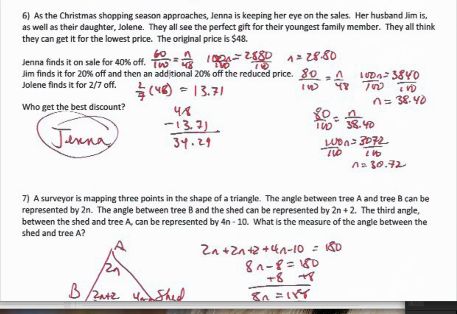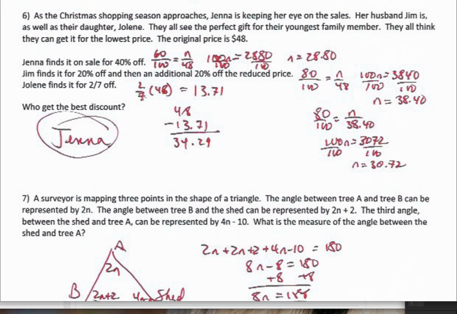And you say, how come it's different? It's because the first 20% off is taken off the same 48, but the second 20% off is not taken off of the 48. It's only taken off of the result after the first 20%. So you're taking an additional 20% of less money off. And that's why it doesn't work out the same.